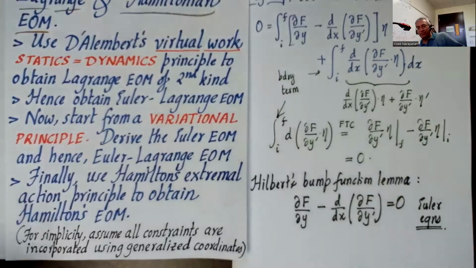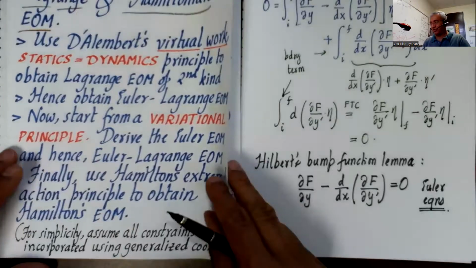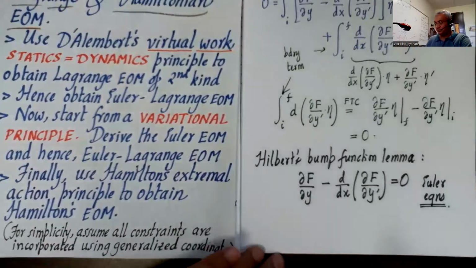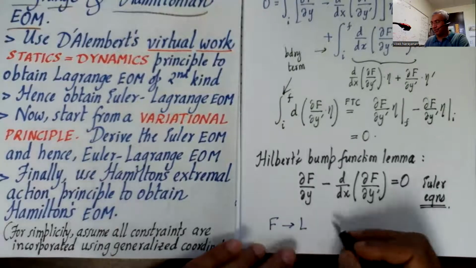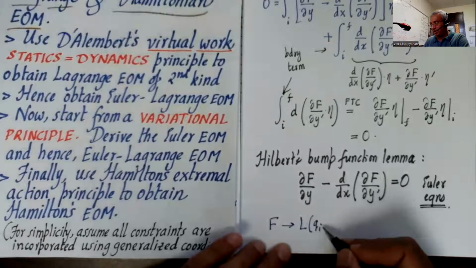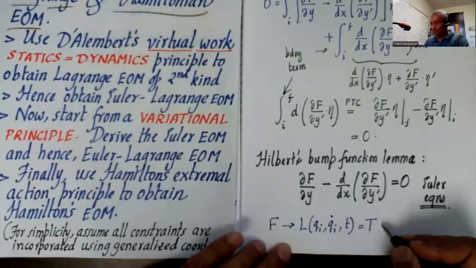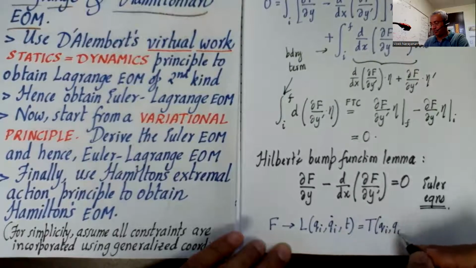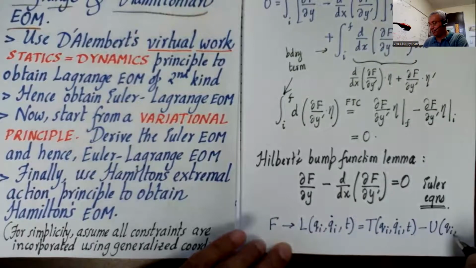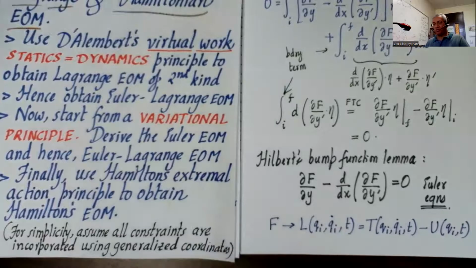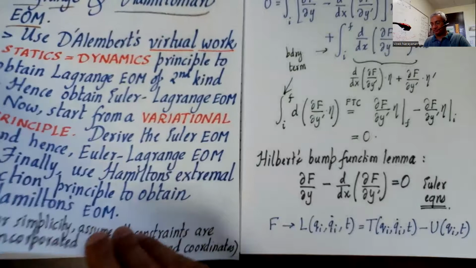Well, for that, I just have to move my system to the configuration space, that's all. So let me, instead of F, replace F with the Lagrangian L, which is a function of Qi, Qi dot, and T. So that's the kinetic energy term, which is a function of Qi, Qi dot, T, minus a potential energy term, which is generally a function of just Qi and T, no velocities. So that's the setup we have.